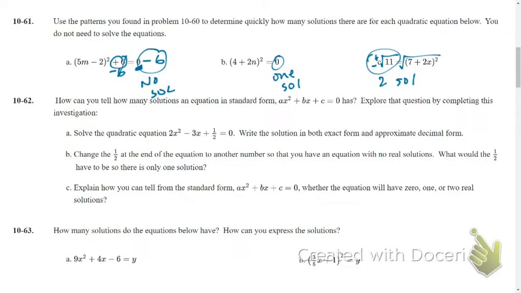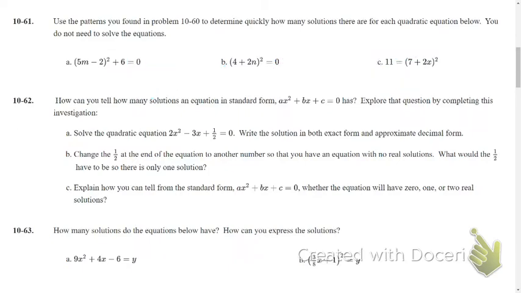For part B, I have it equal to 0. That means when I square root it, I want plus or minus 0, which isn't going to change my answer. I only have one solution. And then part C, I have a square root of 11 when I start solving, and that's going to give me 2 solutions. All right, let's move on to the next one, 1-62.